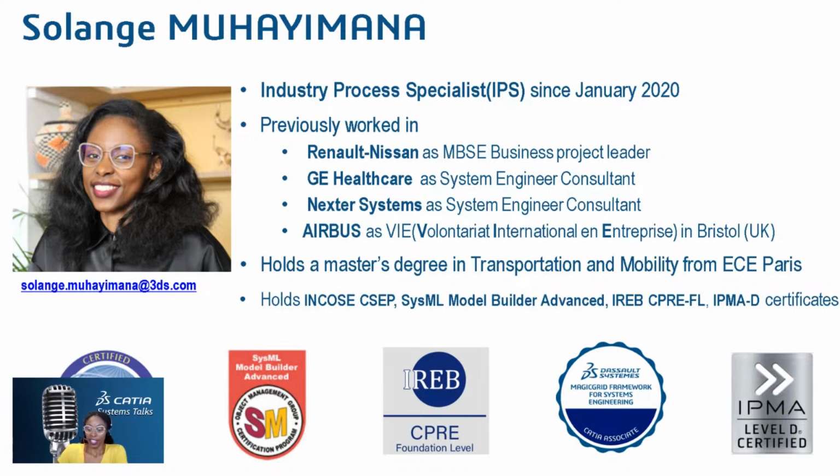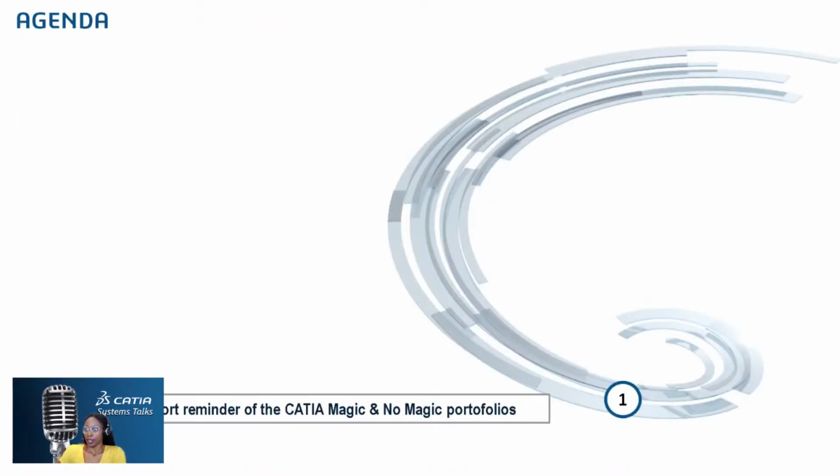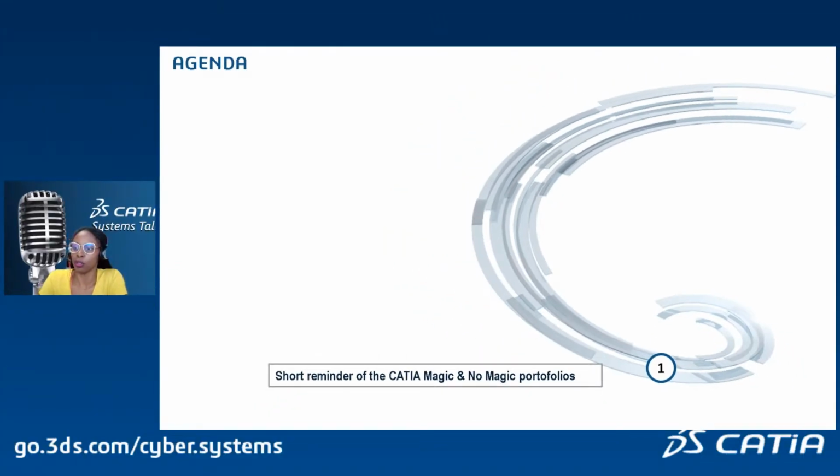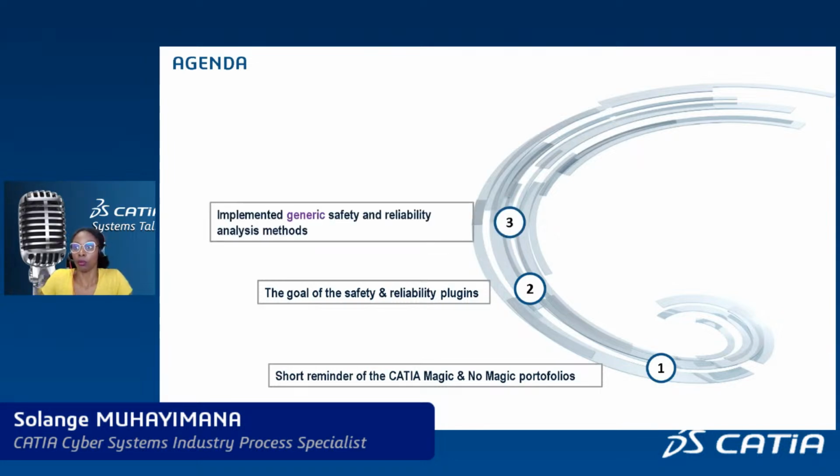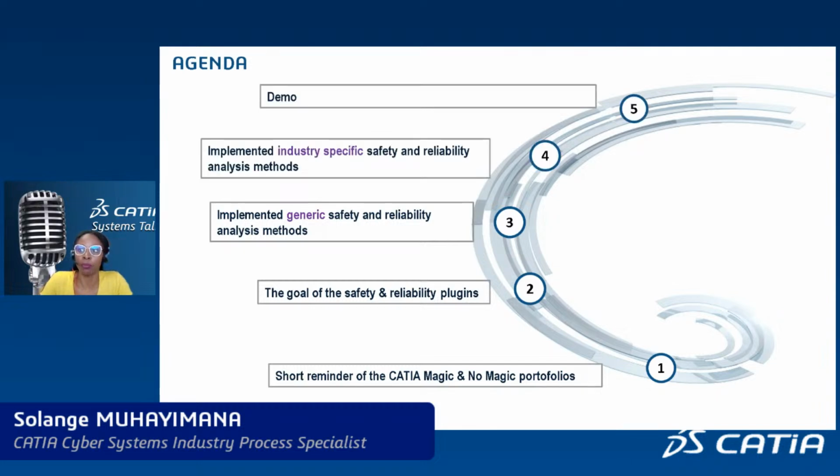Okay, what are you going to see today? I will show you one slide with a short reminder of what CATIA Magic and the CATIA No Magic portfolio are, because sometimes people may not know how to differentiate them. I hope you do. Then, what is the goal of the safety and reliability plugins that we developed? What we implemented as a generic safety and reliability method, and what we implemented as industry specific safety and reliability methods. And then we have a short demo, probably really short because we do not have much time.